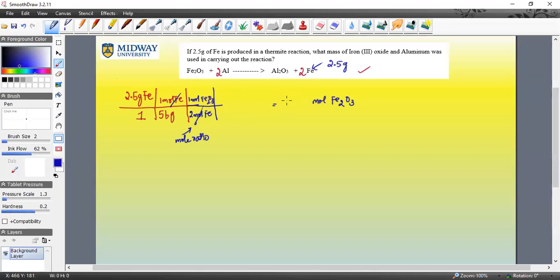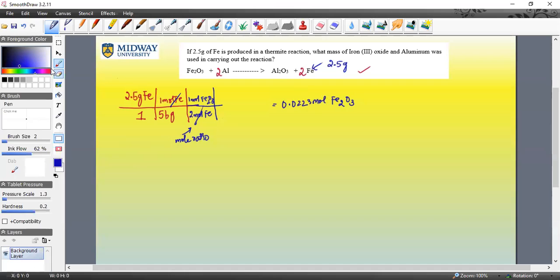And that means, if you get the calculator, it's 2.5 over 56 and divided by 2. So it's 0.0223 moles.